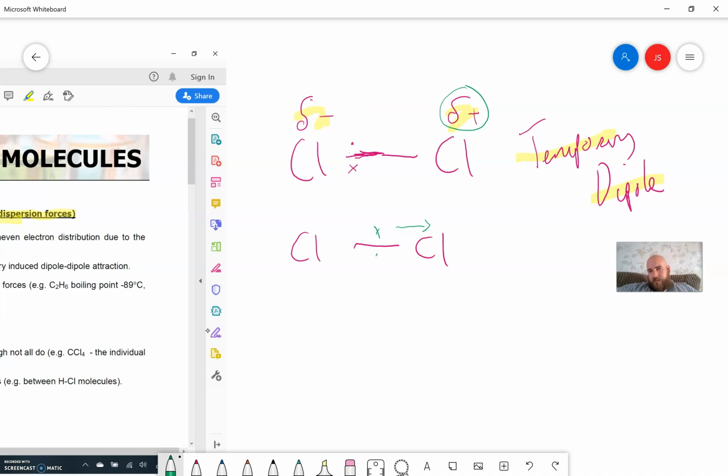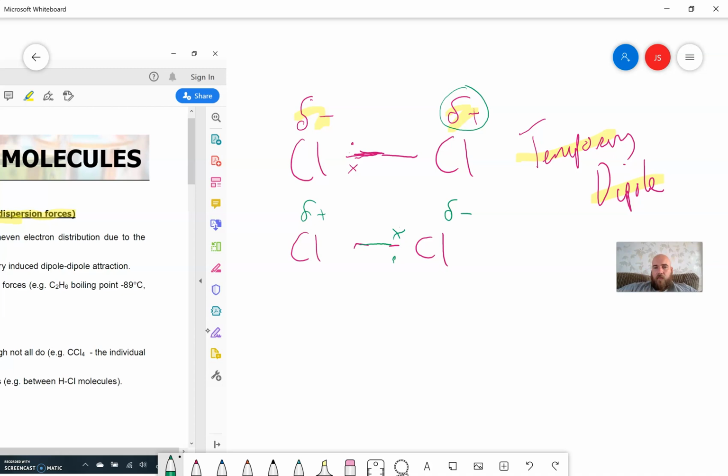Obviously, electrons are negatively charged. You've got something here which has a partial positive charge, so it will attract the electrons in this bond towards the end of this molecule here. Once we've finished with that, if I draw the new position of these electrons, there we go, that becomes delta negative, and that becomes delta positive.